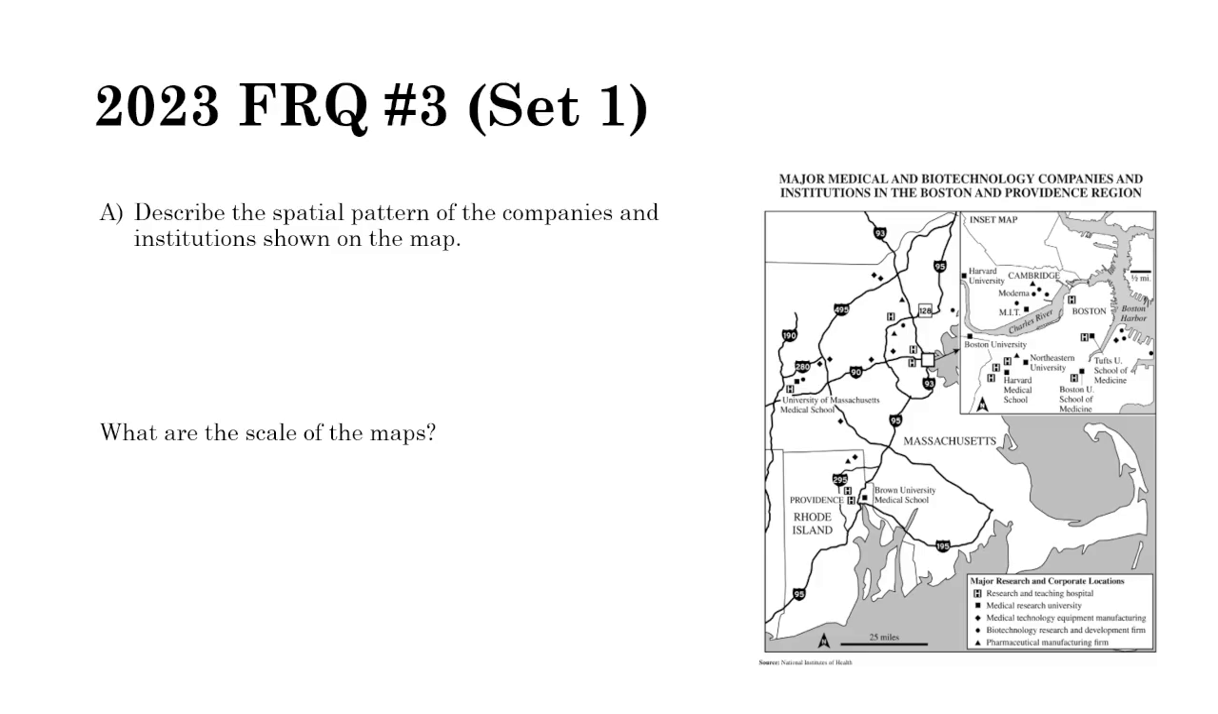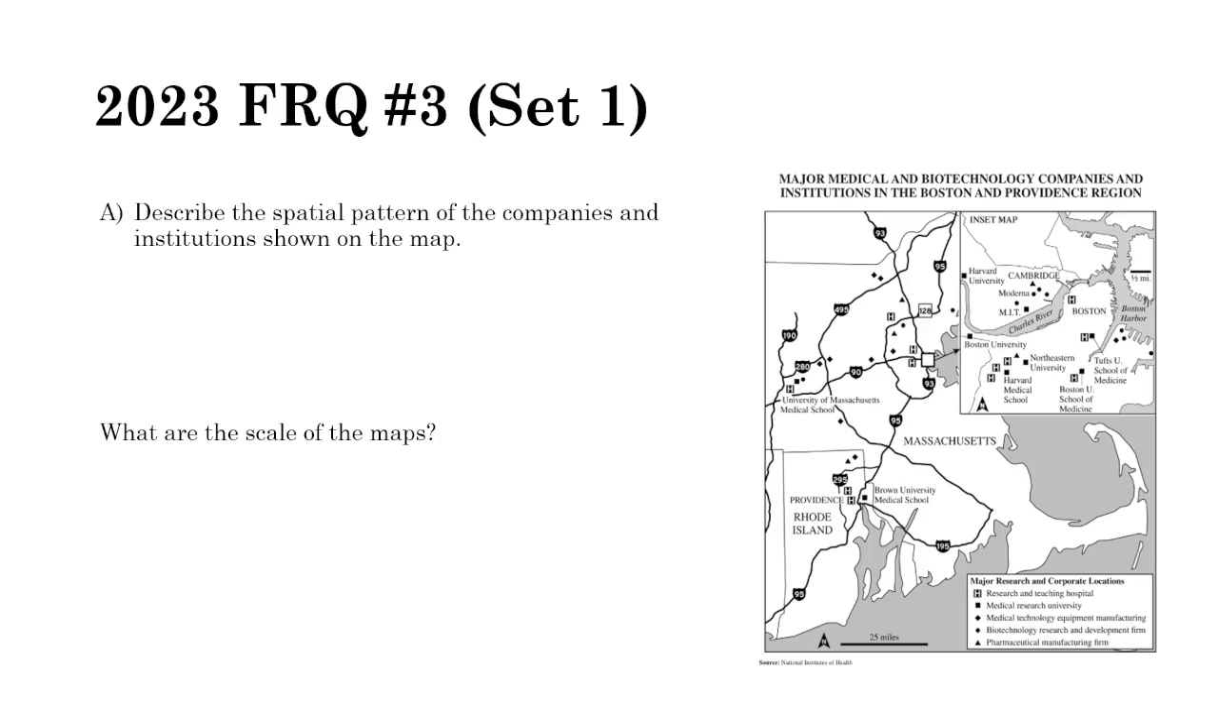So let's see here. Describe the spatial pattern of companies and institutions shown on the map. So this is an actual FRQ prompt, part A for FRQ 3, and it's asking us to describe the spatial pattern of the companies. So let's look at the map because it tells us to. The map shows major medical and biotechnology companies and institutions in the Boston and Providence region. So we're looking at the Boston region here. And then we get a little more specific. We're getting into a more local area.